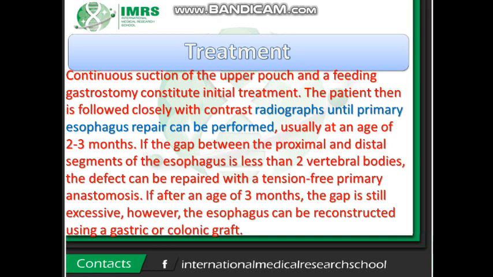Continuous suction of the upper pouch and feeding gastrostomy constitute initial treatment. The patient then is followed closely with contrast radiographs until primary esophageal repair can be performed, usually at an age of 2 to 3 months. If the gap between the proximal and distal segments of the esophagus is less than 2 vertebral bodies, the defect can be repaired with tension-free primary anastomosis. If after an age of 3 months the gap is still excessive, however, the esophagus can be reconstructed using gastric or colonic graft.